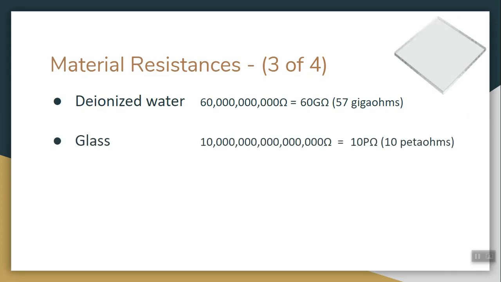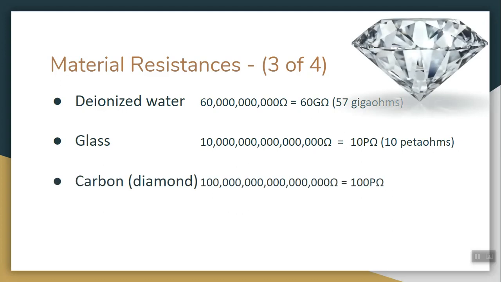Glass is another one that's a very good insulator. It actually has 10 quadrillion ohms or 10 petaohms. Next up we have carbon in the form of diamond. Again, still carbon, but now all of the carbon atoms are arranged in a crystal lattice. And this is about 100 quadrillion ohms.